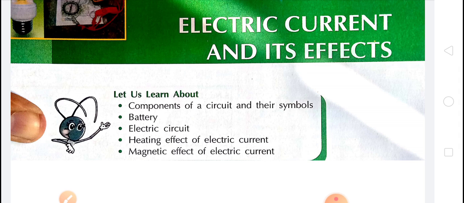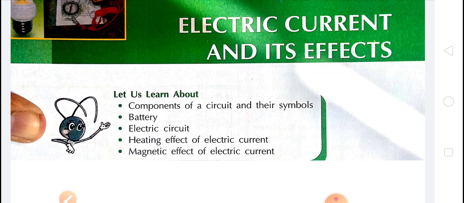Children, today we are going to start chapter number 14, electric current and its effect. Chapter number 13 will not be discussed because that chapter has been removed by CBSE in this academic year. So, in chapter number 14, we will discuss the components of a circuit and their symbols.